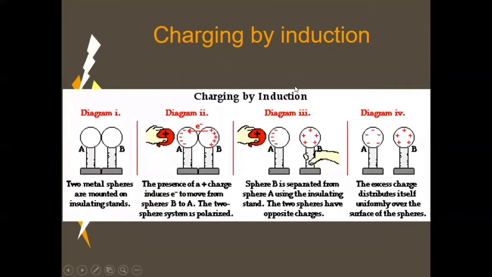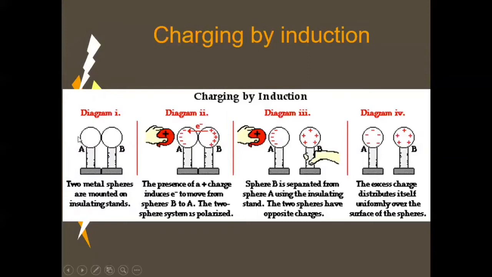Now, as we have learned what charging by friction means, the second aspect of static electricity is charging by induction. Keep in mind that charging by friction involves insulators as well, but charging by induction usually involves only conductors. So let's move diagram to diagram.